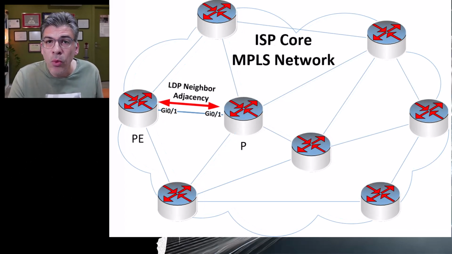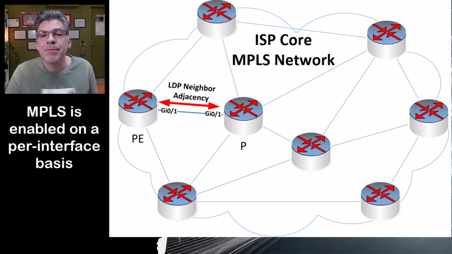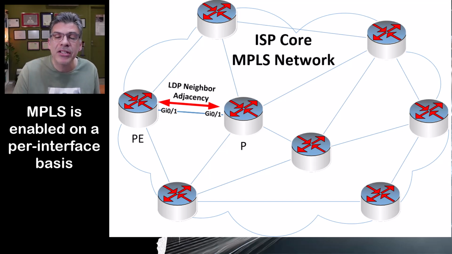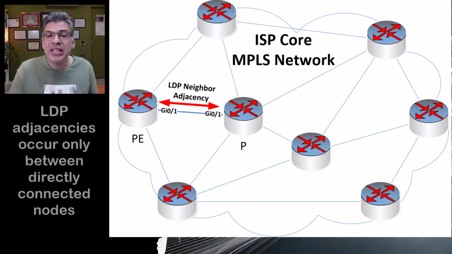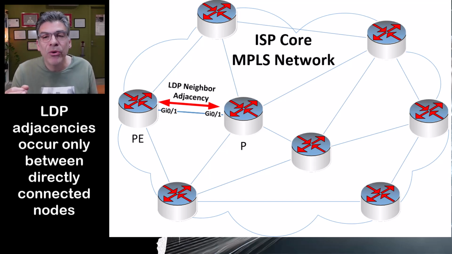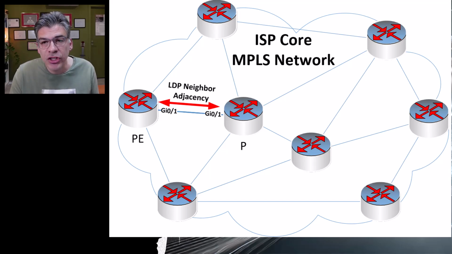Now, secondly, once you've established that underlay routing, when you have two MPLS routers and you enable MPLS on these interfaces here, LDP will automatically attempt to make an LDP adjacency. MPLS is enabled on a per interface basis, and we'll see that in practice when we configure MPLS routers in a future video. LDP adjacencies take place only between directly connected MPLS routers. Once an adjacency like this is established, labels begin to be exchanged.